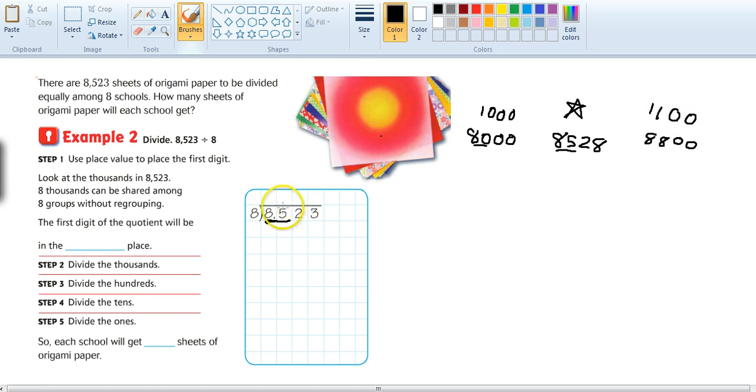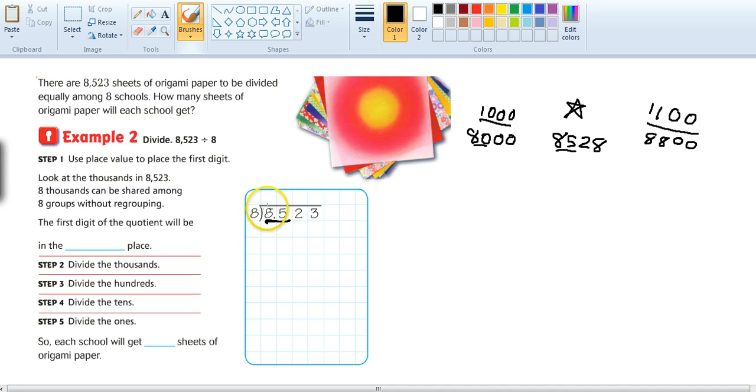So let's look at our problem over here. And I'm going to use the grid paper if I can use my pen to fit it in there. The first thing I'm going to look at as I read the question is there are 8,523 sheets of origami paper to be divided equally among 8 schools. How many sheets of origami paper will each school get? So in order to answer that, here is our division problem. We already have our range and we know that our real answer is going to be greater than 1,000 but less than 1,100. So let's see how we do this.